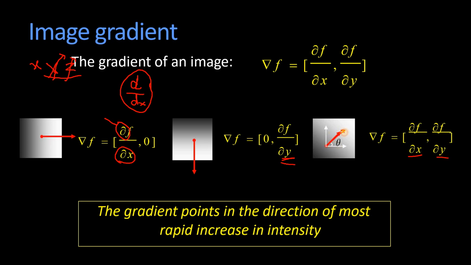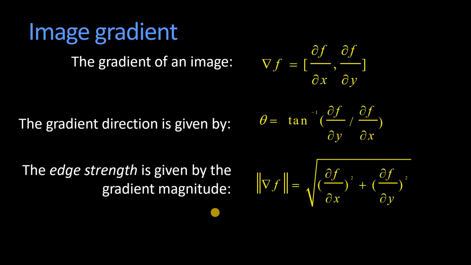So this vector, if you remember from your mathematics, any vector is made up of two components, delta x and delta y. So this is maybe delta y, and this is delta x. So any vector is made up of two components, x and y, and those two components we measure over here. So gradient points in the direction of most rapid increase of intensity.